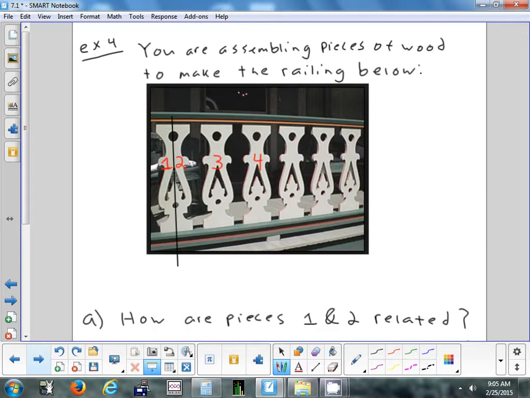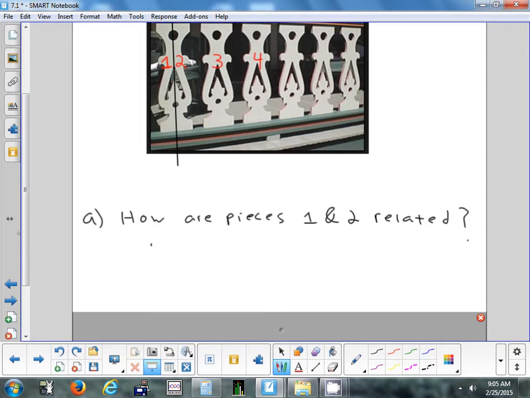Yeah, they're reflections of each other. So if you had a machine that was cutting these out of wood and it could only cut half a piece at a time, that's all you would really need to cut. You could just cut one piece, and then when you put it in, reflect it, just flip it around the other way when you put it in the railing, and then you can get that design. Okay, it's a mirror image. Okay, so pieces 1 and 2 are reflections.